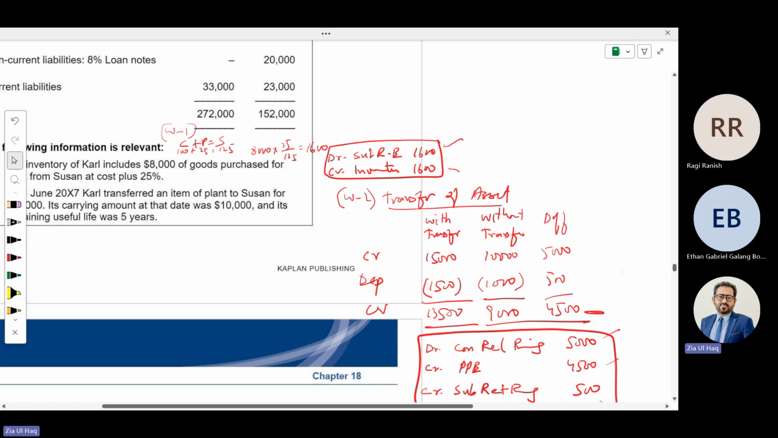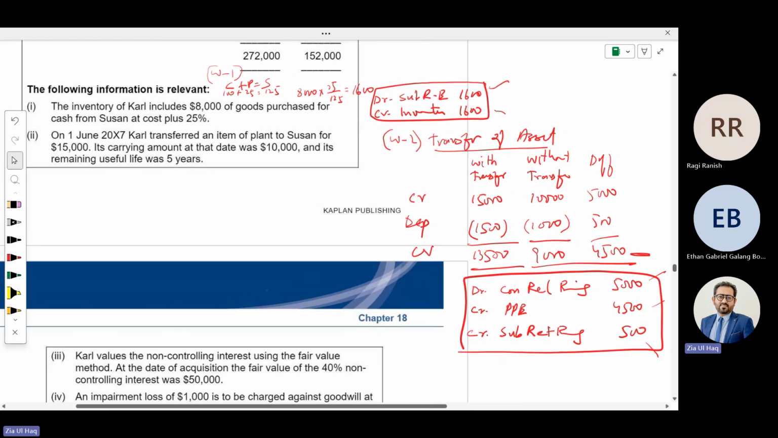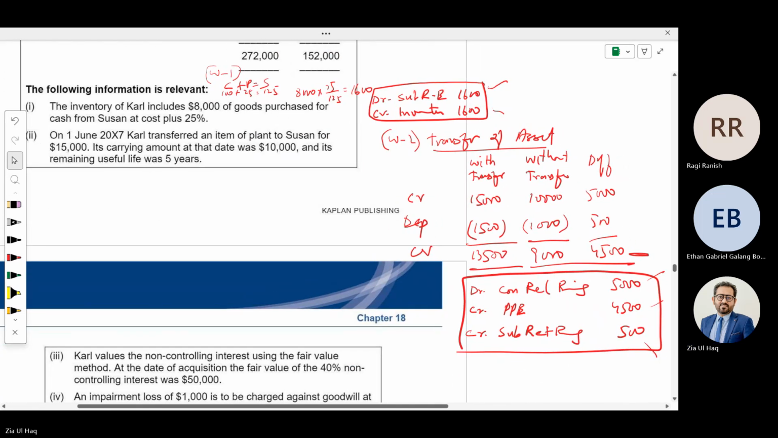Can you understand the effect of these two transactions? Is that clear? Let's move on.